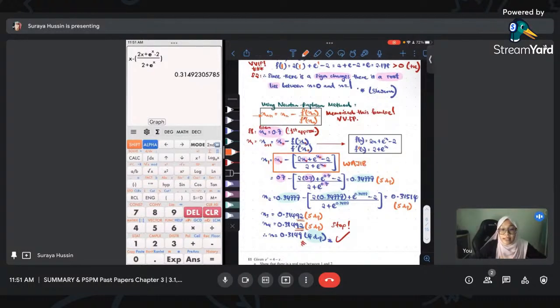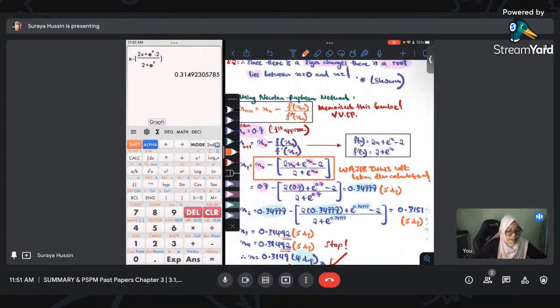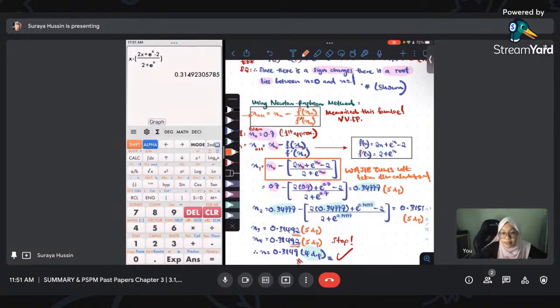Buat nota sikit apa yang Miss cuba ingatkan tadi, okay? Buat nota, wajib tulis. Wajib tulis untuk tekan dalam kalculator. Okay, you wajib tulis sebab you nak tekan dalam calculator.